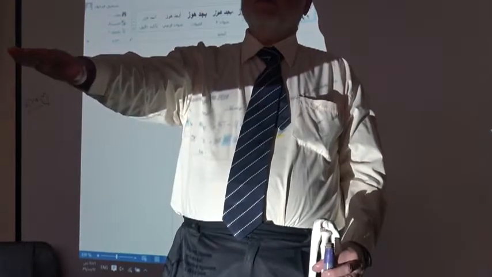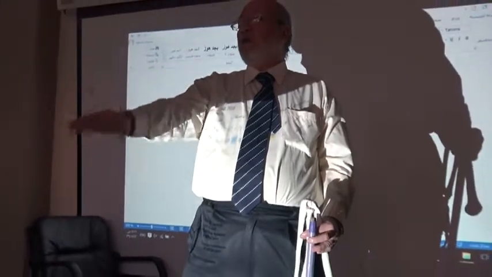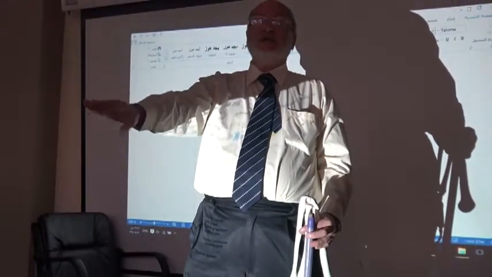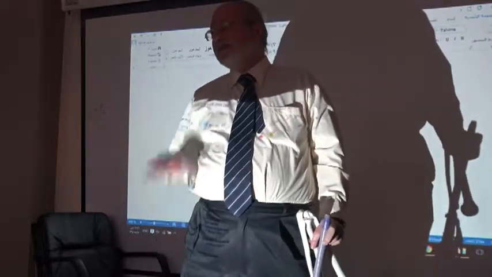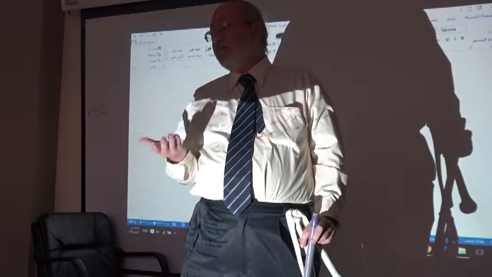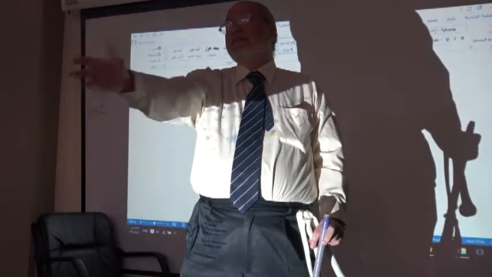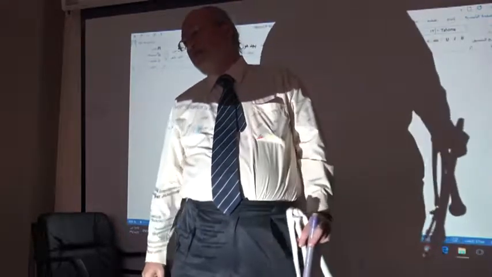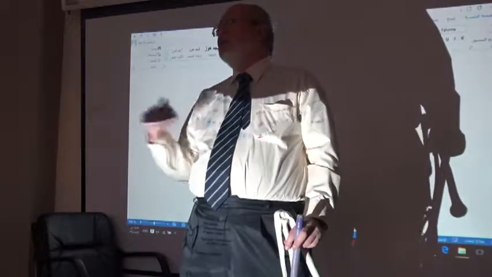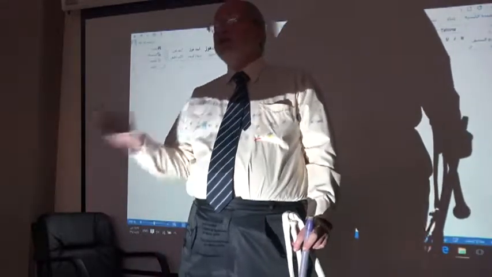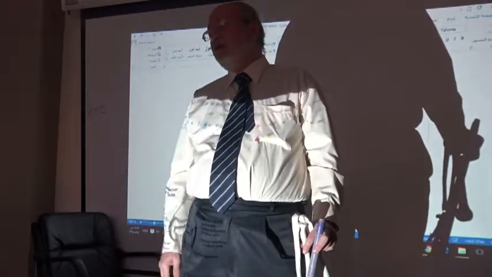Biceps is the main supinator of the forearm during flexion of the elbow, while the supinator muscle is the supinator during extension of the forearm. They initiate pronation and supination respectively.